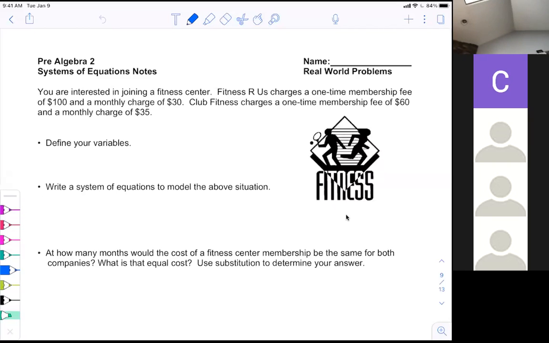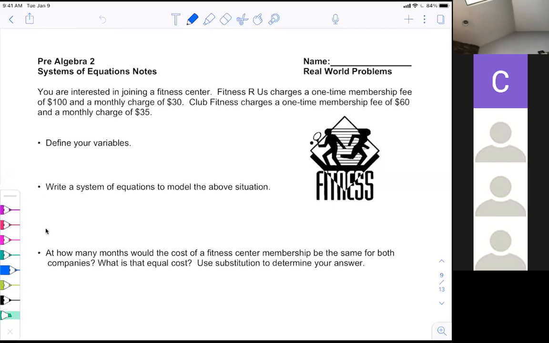Center. You're interested in joining a fitness center, which I don't think a lot of people are joining right now. I don't think they're open right now. I don't think gyms are allowed to be open for the next couple of weeks till January 4th, I guess. But Fitness R Us charges a one-time membership fee of $100.